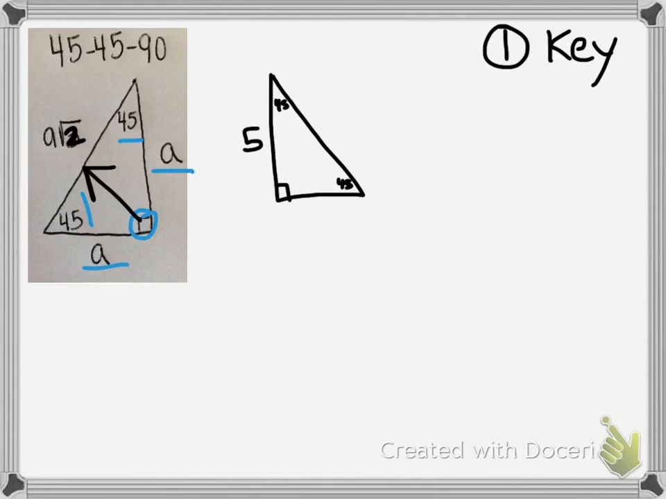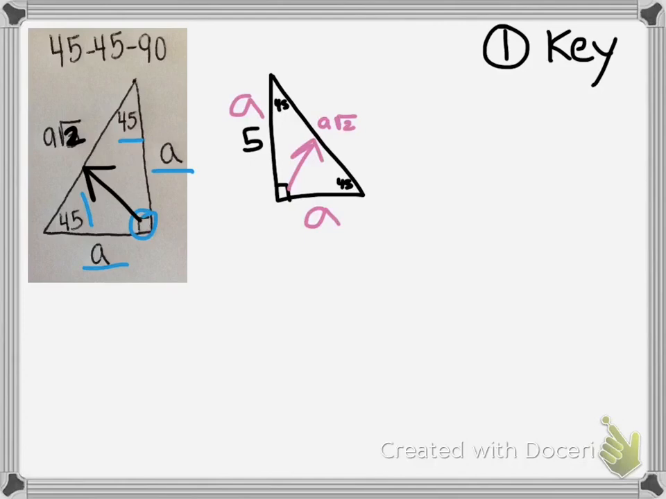We want to know the hypotenuse, so I always recommend drawing an arrow from the right angle to the hypotenuse. That way we know, okay, that is the hypotenuse, so the other sides are our A. So I put A on these two sides, and on this side I put A root 2.